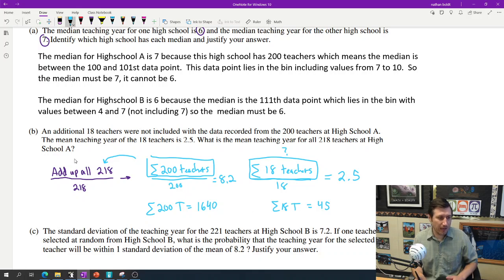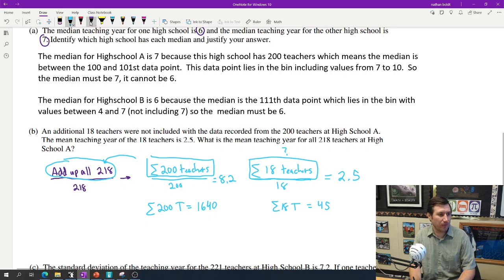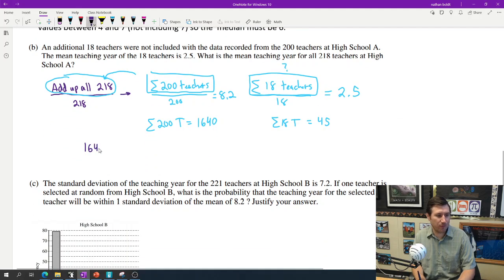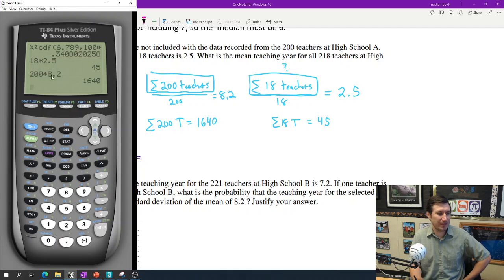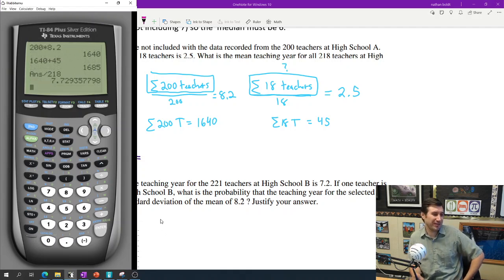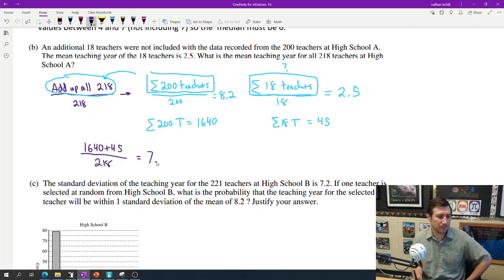All right. So now that I have those two sums, I can find the sum of all 218 teachers by simply adding them up. So the total mean will be 1640 plus 45 divided by 218. Kind of a fancy way to ask a means question, but there it is. 7.73, let's call it. There we have it.